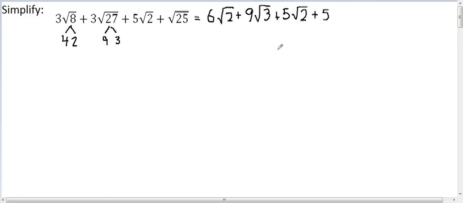If we now compare the three remaining radicands, we see that the first radicand and the third radicand are the same. So we can combine the first and the third terms together, and that gives us 11 multiplied by the square root of 2. Then we just copy what's left: 9 times the square root of 3 and 5. And since we can't simplify this expression any further, the simplified expression is 11 multiplied by the square root of 2 plus 9 multiplied by the square root of 3 plus 5.